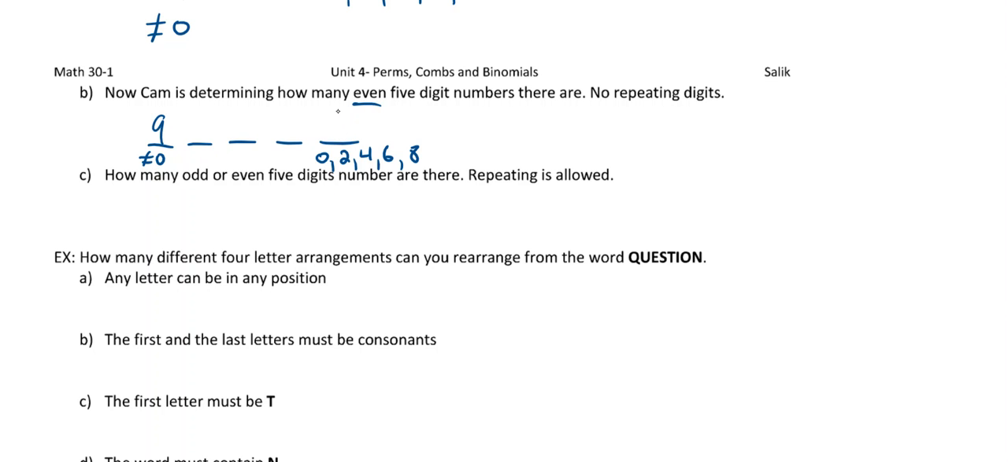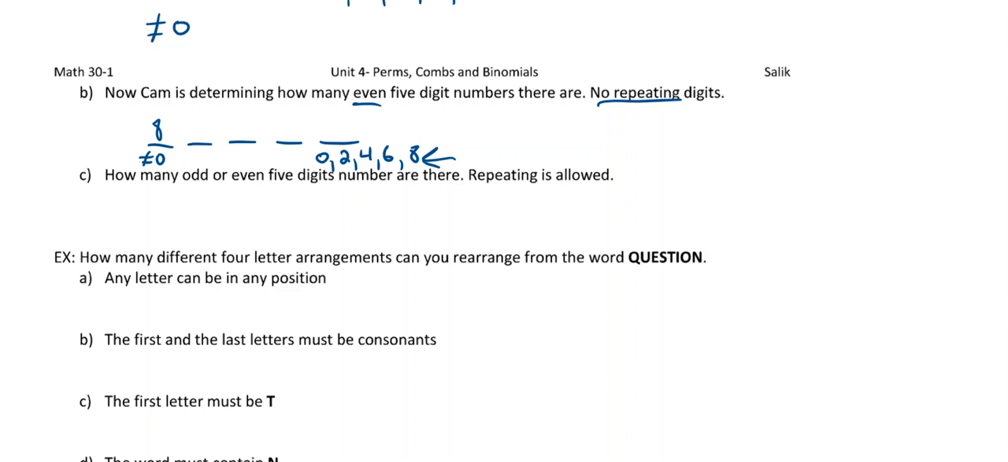But the only issue here is that since we're dealing with the not repeating part of it, whatever I choose for this, let's say that I chose a 2 to go in there. Well, what happens now is that the number out front can't be a 2. If I chose a 4 for the last one, then the number out front can't be a 4. You kind of see what's happening here: instead of this being 9 like it was last time, it's actually only going to be 8 because it can't be the number that we have on the end.